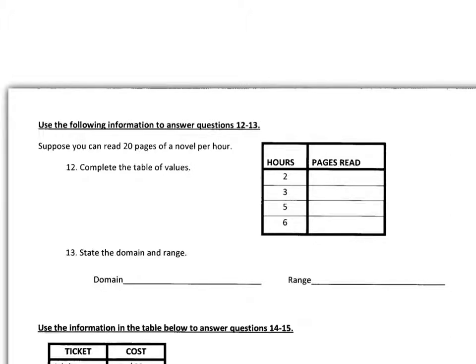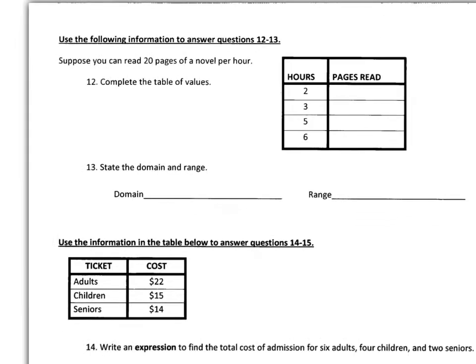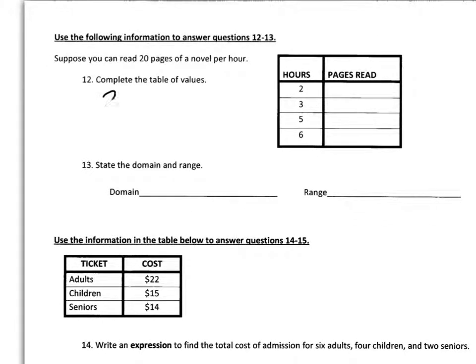Okay, for number 12 here, it says complete the table of values. Suppose you read 20 pages of a novel per hour. So that's going to equal 20 times the number of hours. So we're going to go ahead and take our hours and multiply each of these times the 20, and that will give us our pages read.